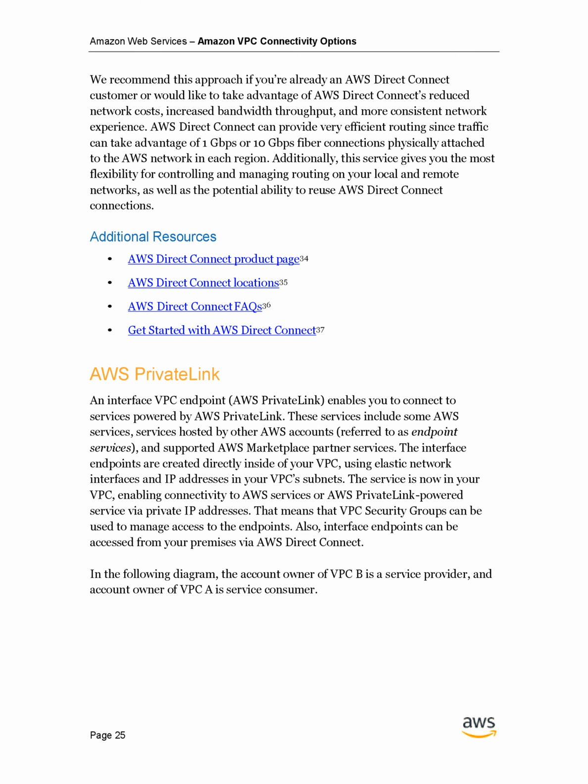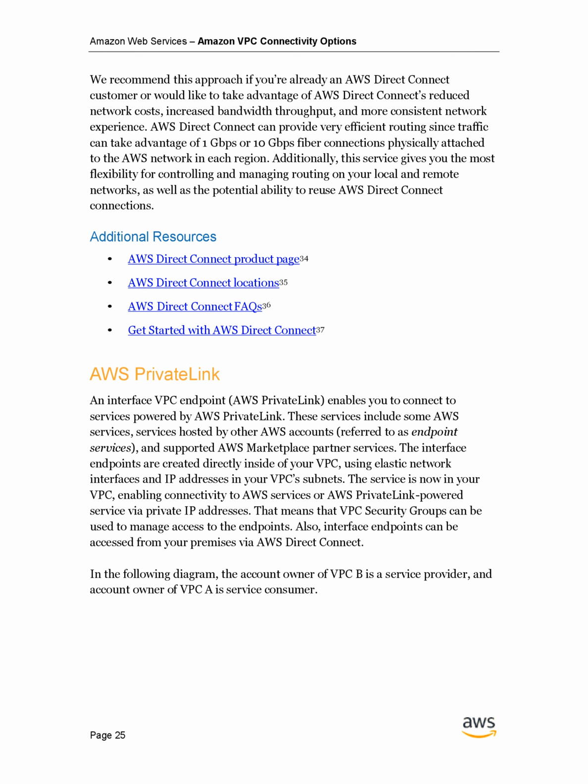AWS PrivateLink. An interface VPC endpoint, AWS PrivateLink, enables you to connect to services powered by AWS PrivateLink. These services include some AWS services, services hosted by other AWS accounts, referred to as endpoint services, and supported AWS Marketplace partner services. The interface endpoints are created directly inside of your VPC, using elastic network interfaces and IP addresses in your VPC's subnets. The service is now in your VPC, enabling connectivity to AWS services or AWS PrivateLink powered service via private IP addresses.